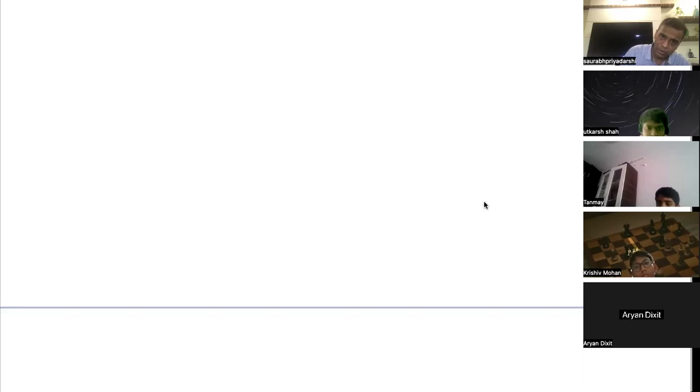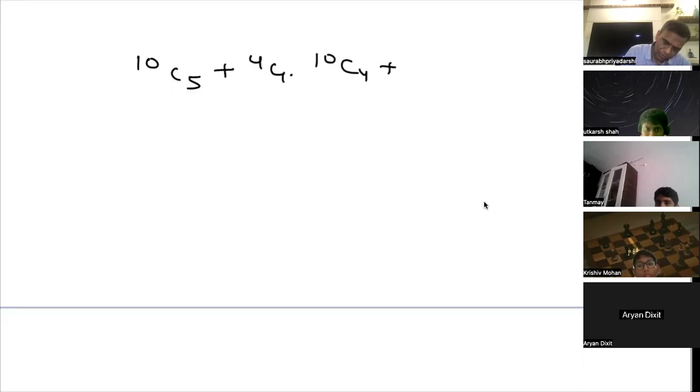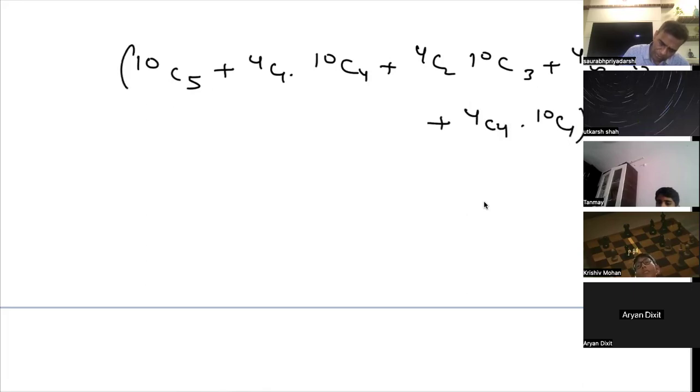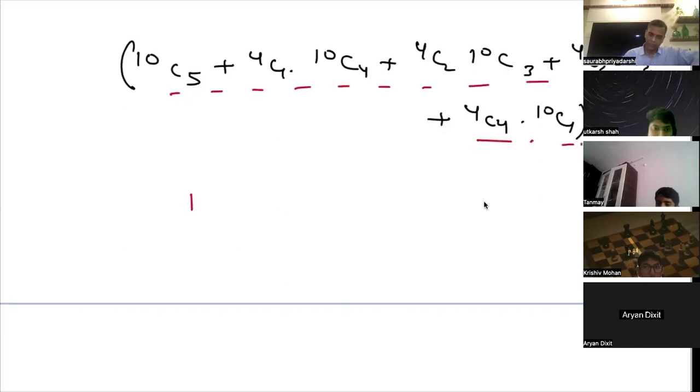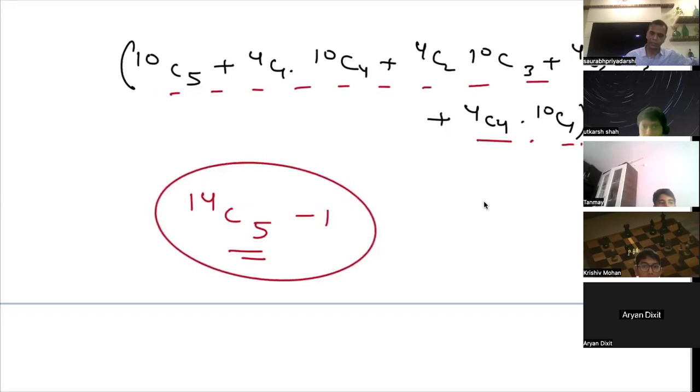My question is, I'm writing this as 10C5 plus 4C1 into 10C4 plus 4C2 into 10C3 plus 4C3 into 10C2 plus 4C4 into 10C1 minus 1. If you calculate this by binomial, the sum of this comes as 14C5 minus 1. So why are you getting this answer directly? How will you get this answer directly?